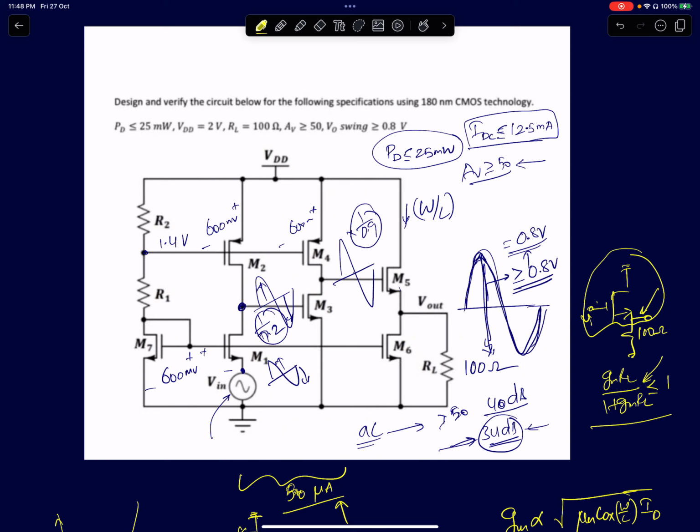So at 180 nanometer, you should be able to get decent gain. In case you're not getting decent gain, increase your channel lengths. Okay, if you increase your channel length, R0 will be improved, so you get better DC gain out of those devices. You will lose out on bandwidth, but in this problem, bandwidth is not a constraint.